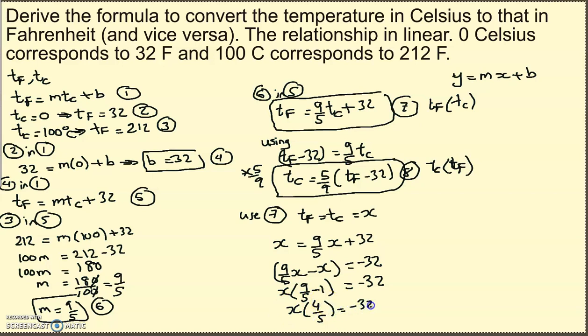equals minus 32. And if you multiply the entire equation by 5/4, that gives us X equals minus 32 times 5/4. 32 divided by 4 is 8. 8 times 5 is 40. So that gives us X equals minus 40. So actually, minus 40 degrees Celsius is the same temperature as minus 40 degrees Fahrenheit. This is the only temperature on the Fahrenheit and Celsius scale that maps to the same value on the other scale.